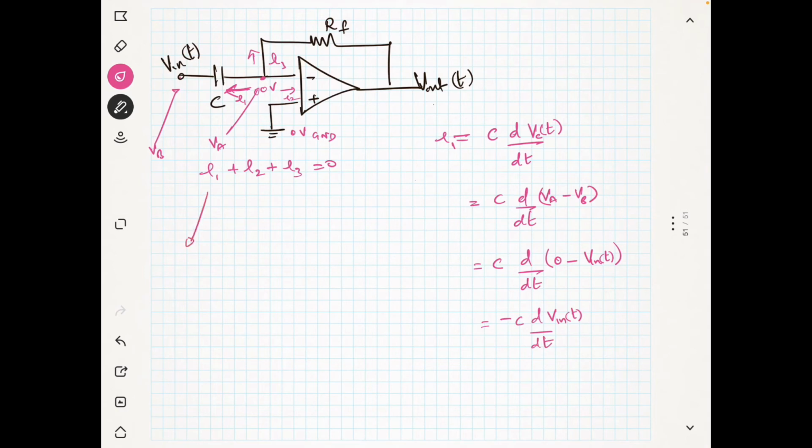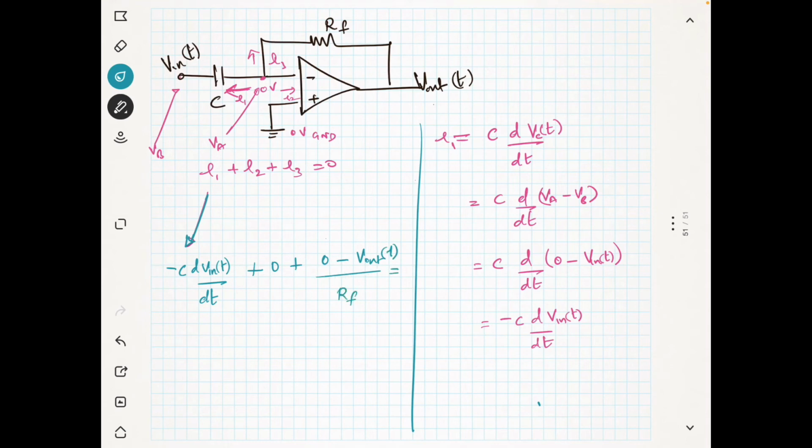So I1 is minus C into dV in of t by dt, plus I2 is 0, plus I3 is 0 minus V out of t divided by RF, and this is equal to 0. So I can find that V out of t by RF is equal to minus C into dV in of t by dt.